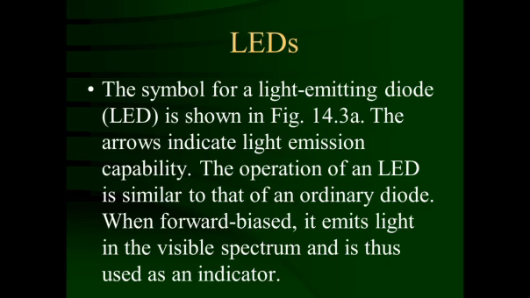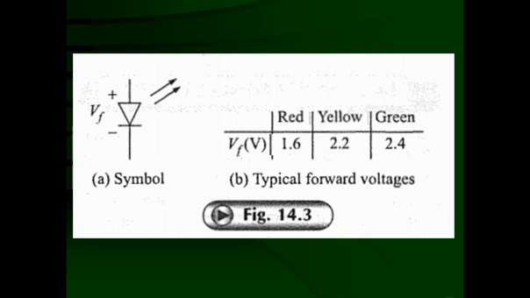The symbol for a light emitting diode is shown in figure 14.3a. The arrow indicates light emission capability. The operation of an LED is similar to that of ordinary diodes. When forward biased, it emits light in the visible spectrum and is thus used as an indicator. Like this one, the symbol is a diode, plus there are two arrows which indicate that radiation is going to be there when it is forward biased.